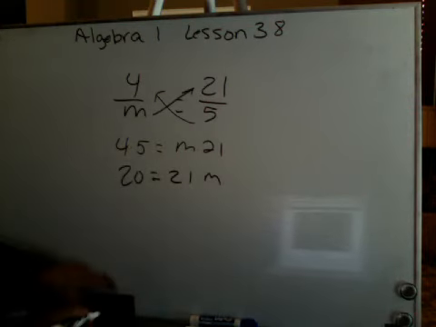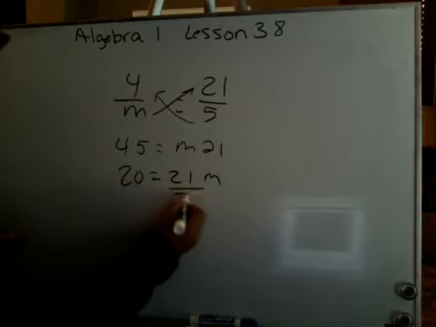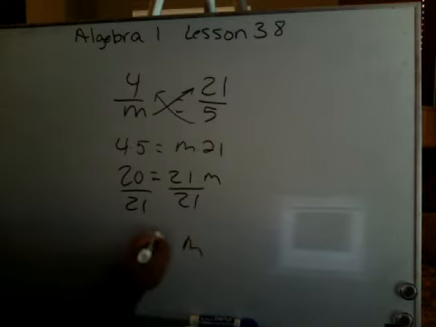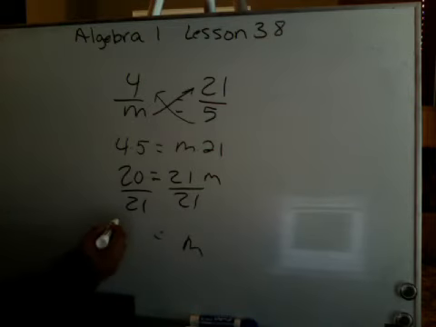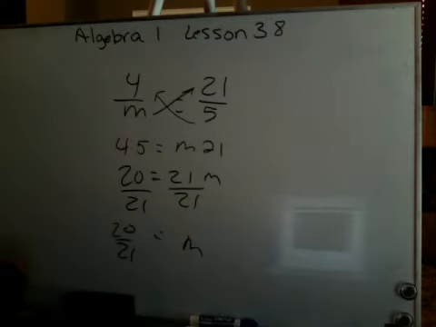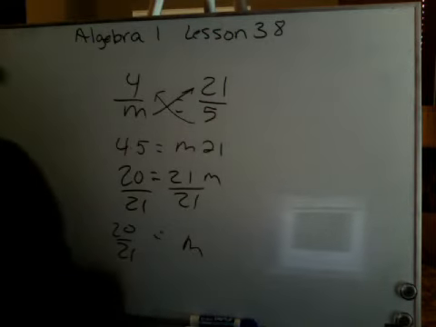And then how do we solve for m? We divide by 21, and we get m is equal to 20 over 21. And that's your answer. As simple as that. So let's look at another one.